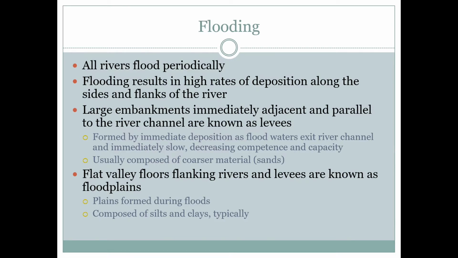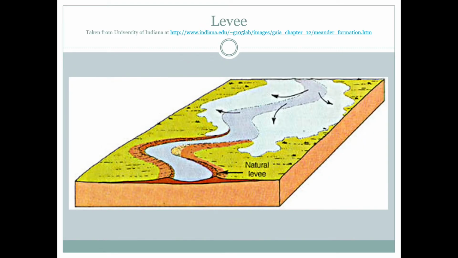And what happens is it deposits, and I'll show you a picture in a minute, right along the edge of the river channel, because that's where the velocity decreases immediately, and so stuff is dumped right there, creating what we call levees. These are natural levees, not levees that are built by man, but natural levees. They're usually composed of coarser material like sands, as you can imagine. So let me show you a picture.